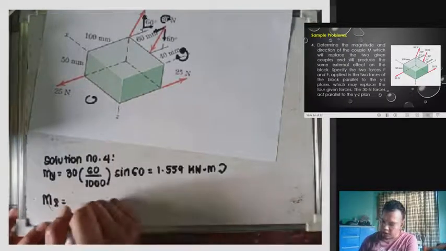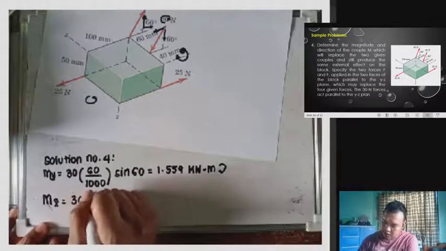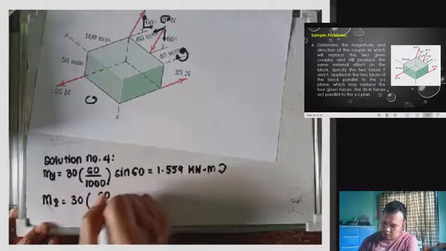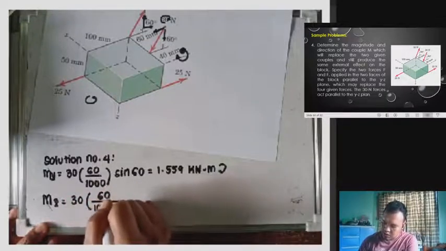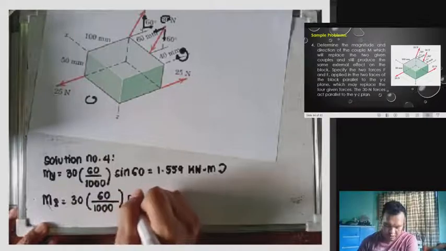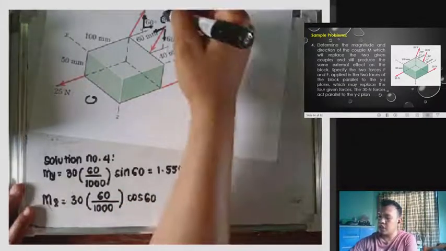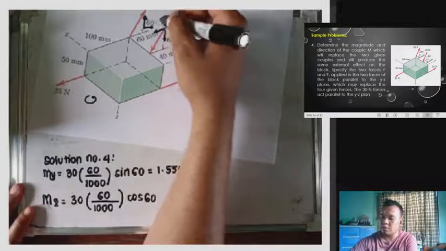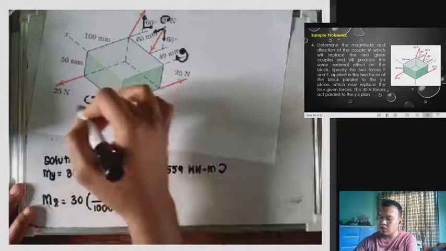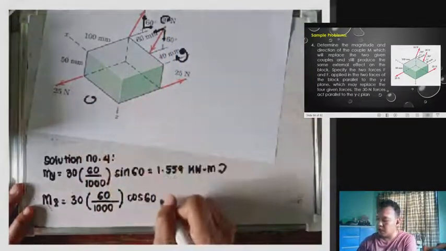Mz is equivalent kay 30 ulit tayo times distance 60 over 1,000 cosine 60. Since clockwise yung moment ito, positive tayo. Then ito, counterclockwise, negative tayo.